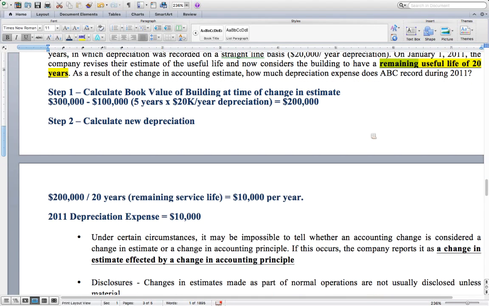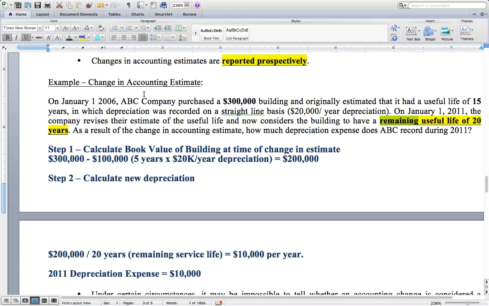So your first step is you need to calculate what the book value of the building was at the time of the change in estimate. So 300,000 minus 5 years of depreciation, so that is 2006, 7, 8, 9, and 10, because we made our change on January 1st, 2011. And that gives us a book value at the time of the change in estimate on January 1, 2011 of $200,000.